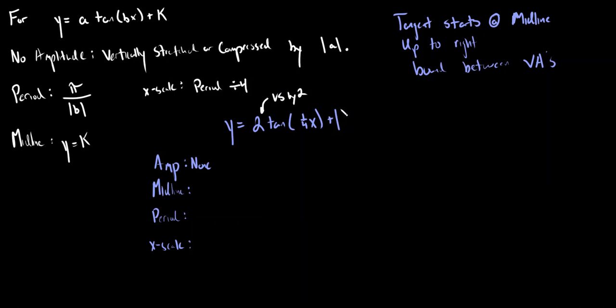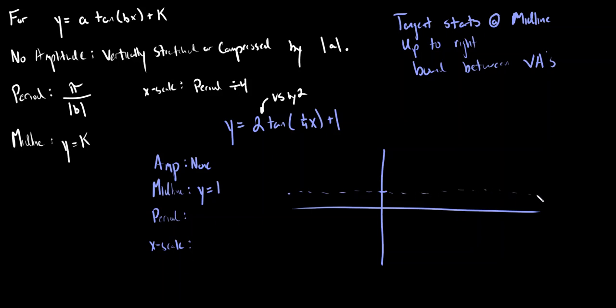Now, this graph has been shifted up 1, which means the midline is y equals 1. Okay, so I'm going to start getting a graph going here. Now, the midline is up here at 1. Once again, you don't actually need to graph the midline, but I like to just for organizational purposes. And there is no amplitude, but it is being vertically stretched by 2.